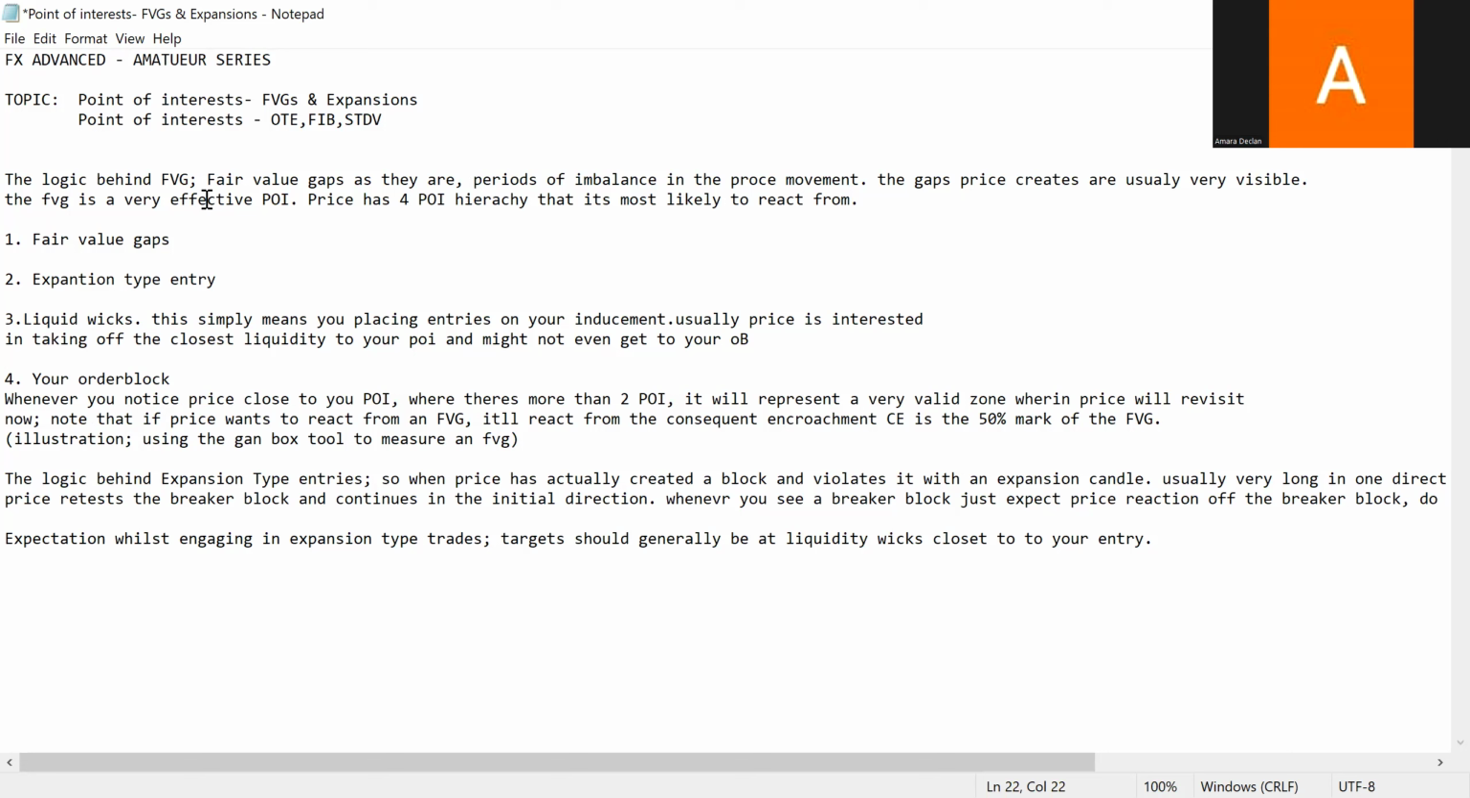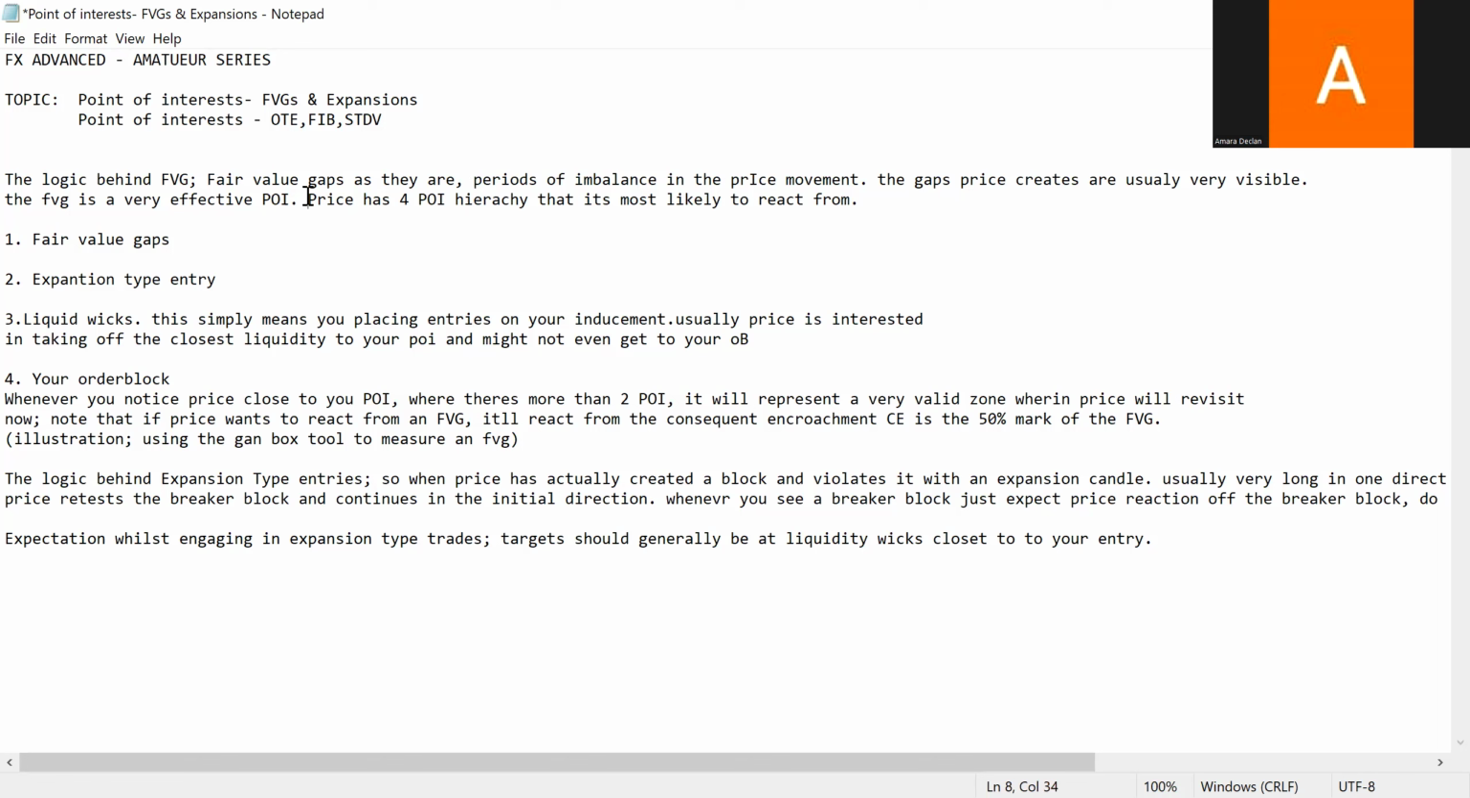So the logic behind fair value gap is that there are periods of imbalance in price movement. Now we're going to look at that on the charts to know more about it. The gaps price creates are usually very visible. You can see it, and the fair value gap is a very effective point of interest. You can be rest assured that at some point price is going to try to fill up the space, the imbalance that it left.